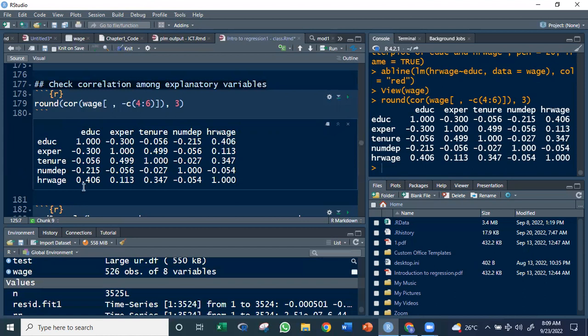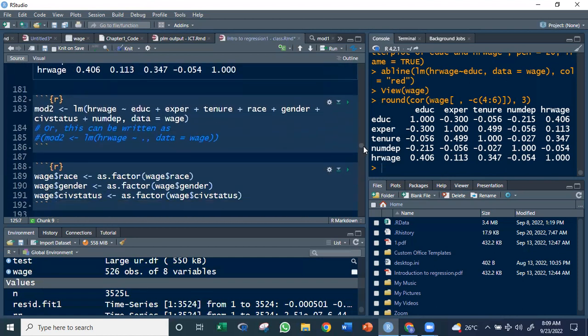Now that's very important kasi kung hindi siya correlated, weak yung correlation niya, then ibig sabihin nun, si number of dependents cannot really explain. Hindi siya yung magandang explanatory variable for hourly wage. Ang pinakamalaki among our variables is education. And we already found out that education is a statistically significant predictor of hourly wage. Okay, so review na lang to class, no?